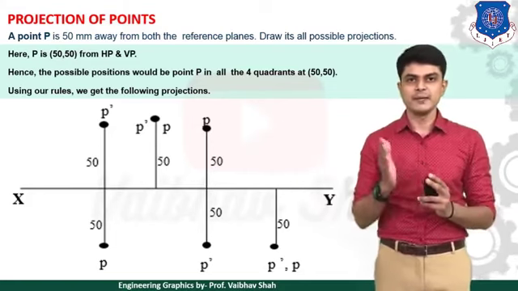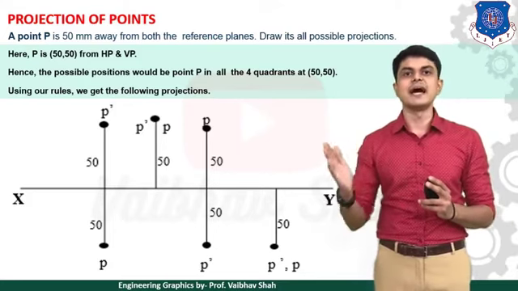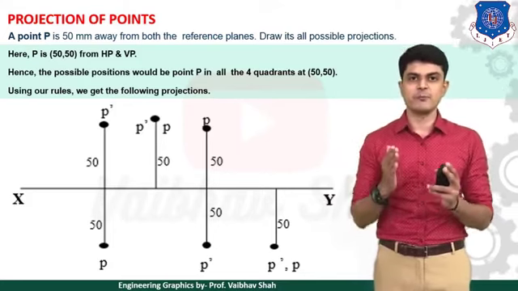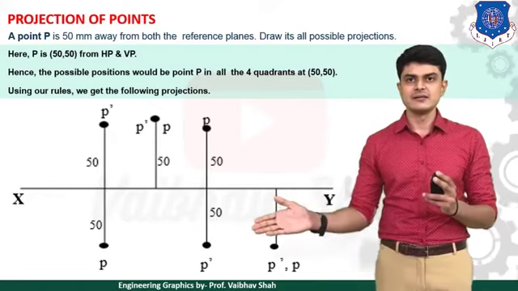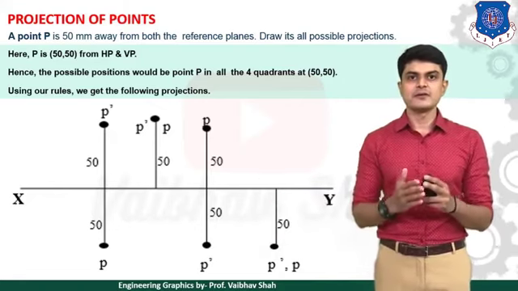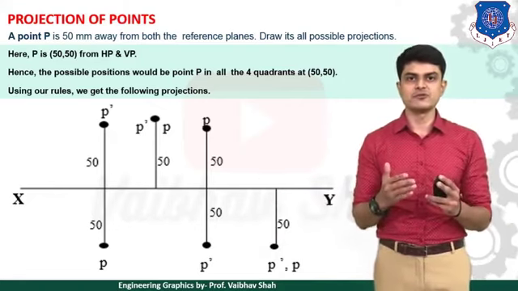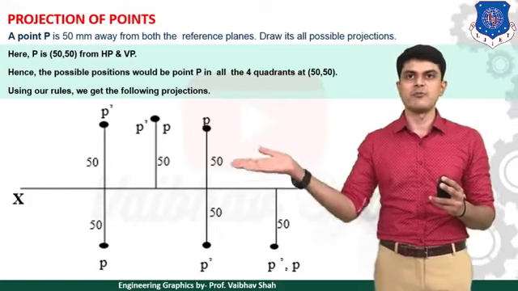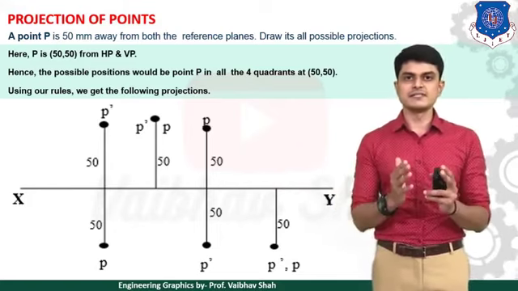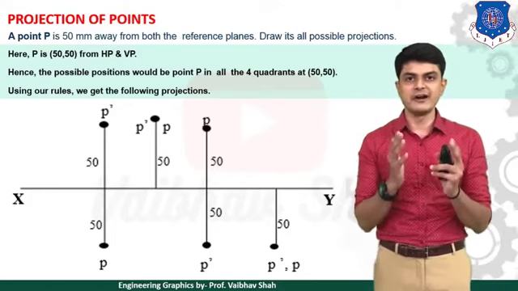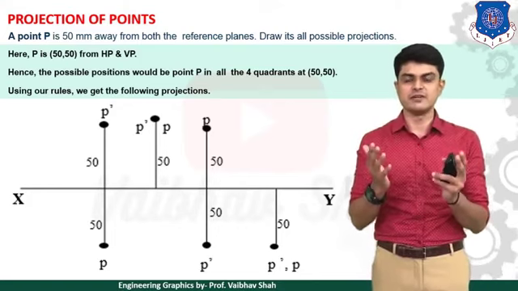For the third quadrant, the point would be below HP and behind VP. Below HP means your point P dash would be below the XY line, and behind VP means your answer would be above the XY line. So your answer would be above the XY line, as you can see. All of the distances should be 50, because your point is 50 mm away from your HP and VP.